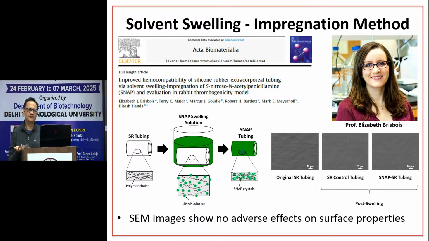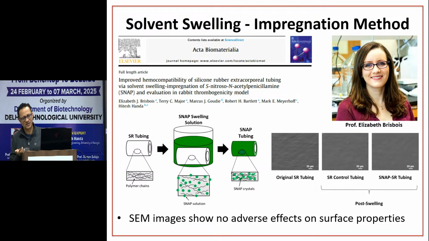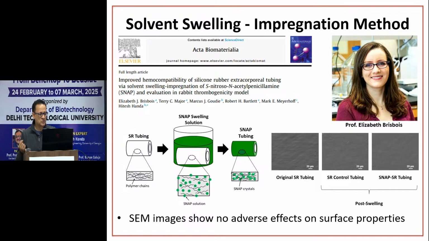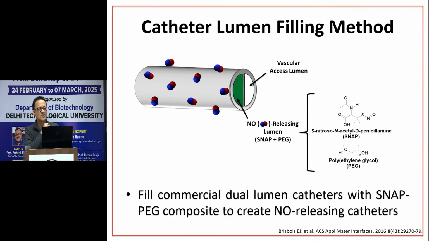If it dies, my nitric oxide release will die, right? So we thought, why not use dual lumen catheters? There is a wall in between the catheter, so it has two sides. Fill one side of the catheter with nitric oxide donor in some hydrogel, like PEG or whatever, and seal it.